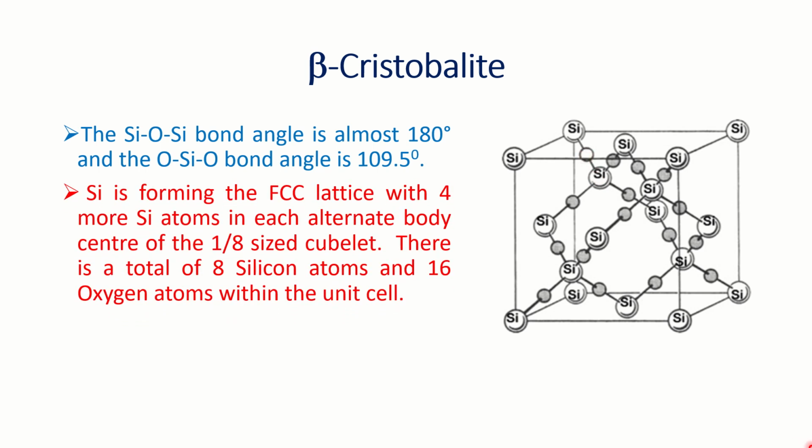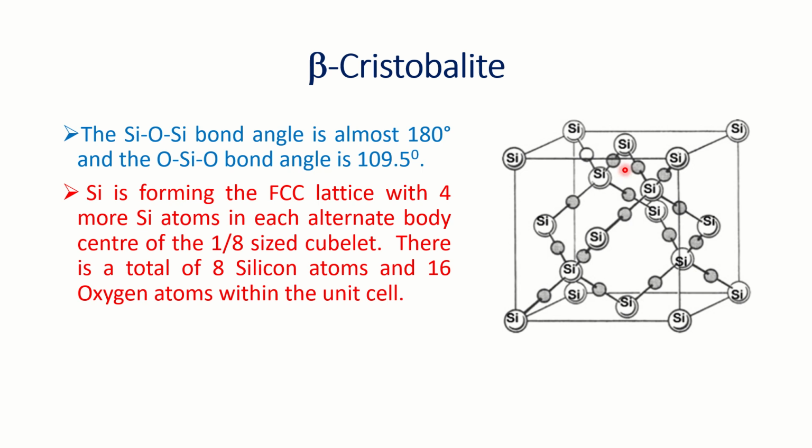Silicon is forming the face-centered cubic lattice with 4 more silicon atoms in each alternate body center of the one-eighth-size cubelets. That means if you divide this unit cell into 8 equal-sized small cubelets, then in each alternate cubelet, one more silicon is occupying. So out of 8, there should be 4 more silicon atoms. There are therefore a total of 8 silicon atoms. How 8? Since these silicon atoms form the face-centered cubic lattice, 4 are there, and 4 more are inside. So 4 plus 4, 8 silicon atoms.